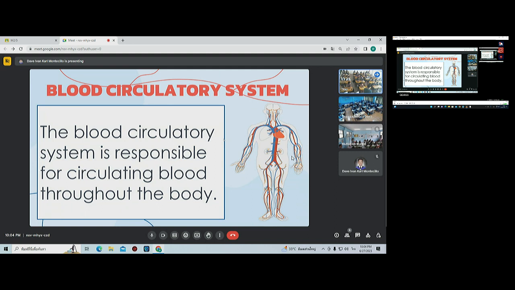Okay, very simple, right? The blood circulatory system is just your blood going up to your brain, or going down to your toe or your feet, or the blood from your toe going back to your heart, to your lungs, and the blood from your head going back to your heart and to the lungs. So that is the circulatory system.